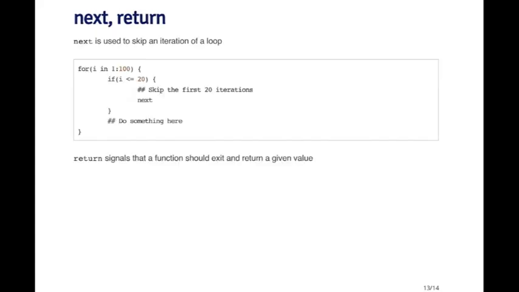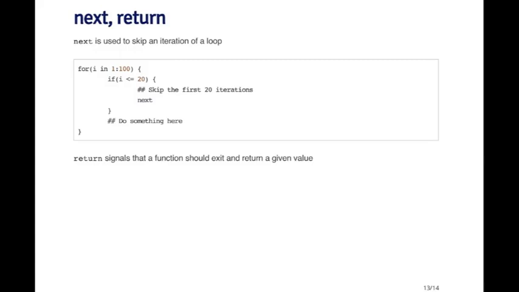The last control structure element I want to talk about is next, and then there's also return. Next is basically used in any type of looping construct when you want to skip an iteration. So here I've got a basic for loop, which is going to run for 100 iterations. The idea is that I want to skip the first 20 iterations and only execute some code for iterations 21 through 100. So I've got a very simple if condition. If i is less than or equal to 20, I'm just going to skip. So I use the next expression, and it'll skip everything else in the for loop and iterate again.